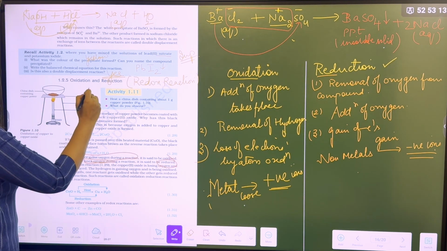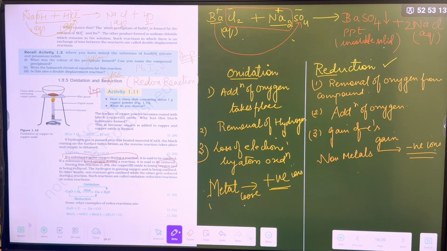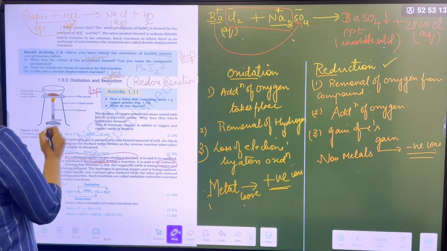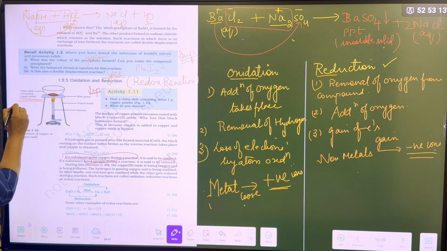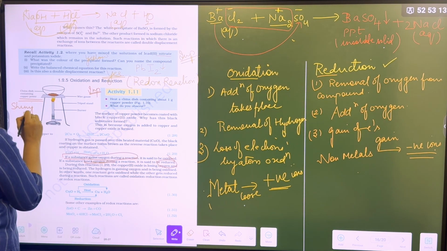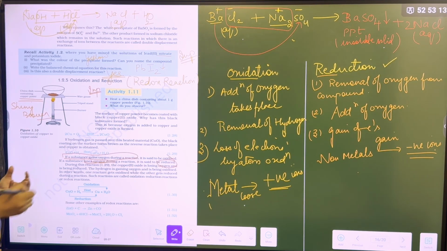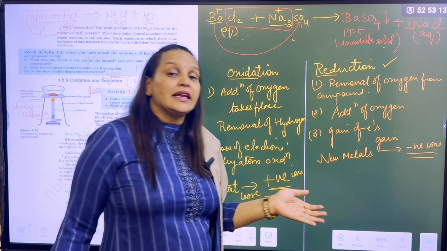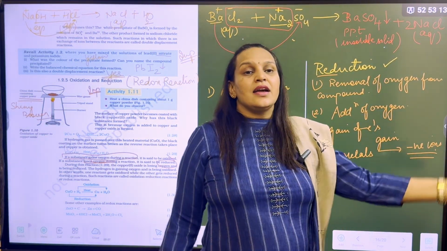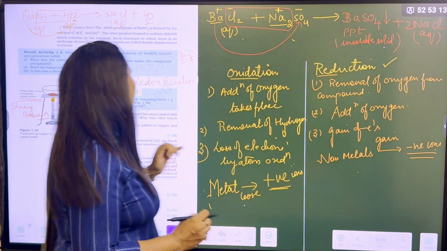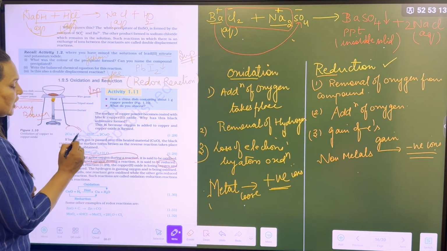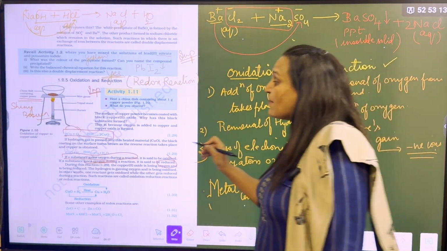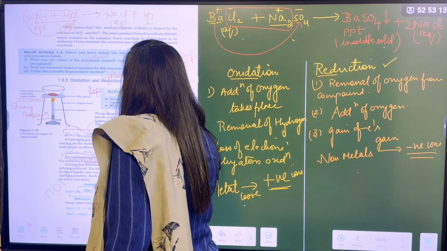Now here is one activity which is very important. Everybody knows copper is a metal which is a shiny brown metal. What is the speciality of copper? If you heat it, it does not catch fire, but it gets black. Why does it get black? Because copper reacts with oxygen to form copper oxide, which is a black color compound.